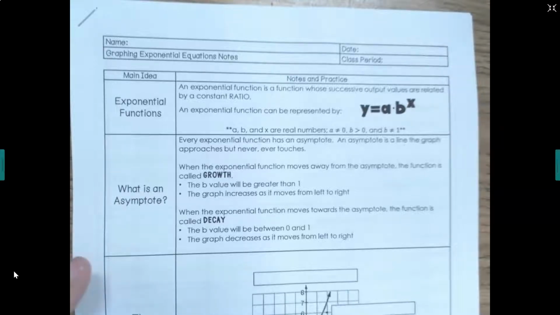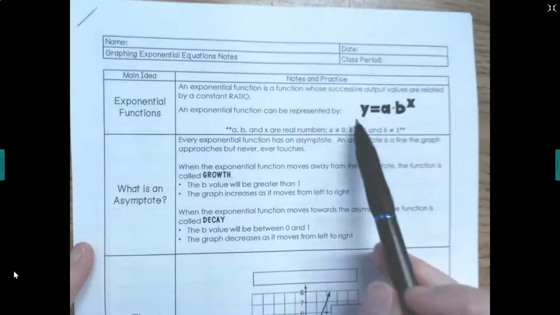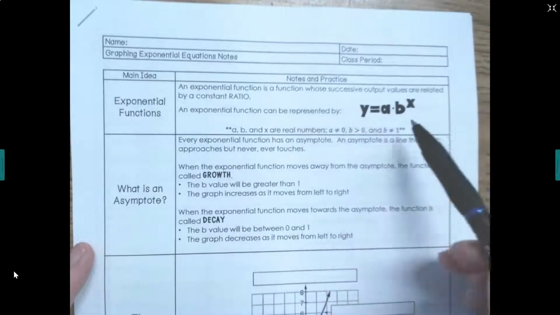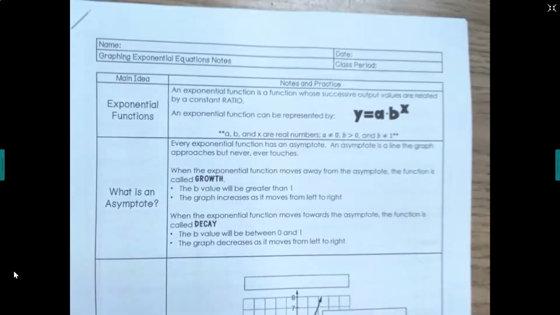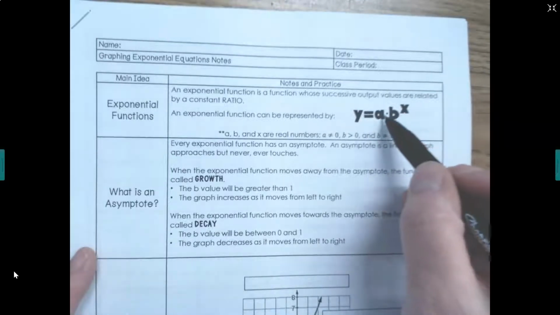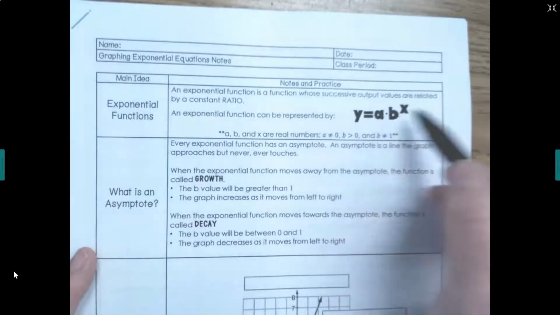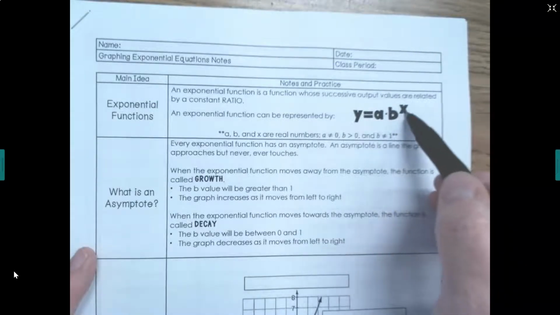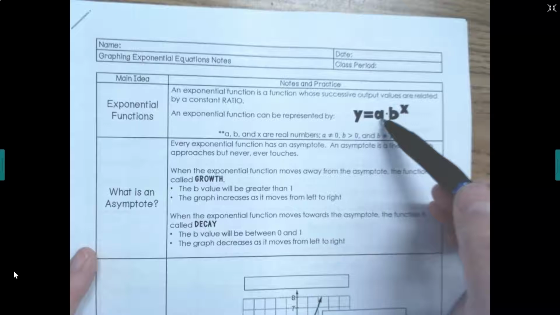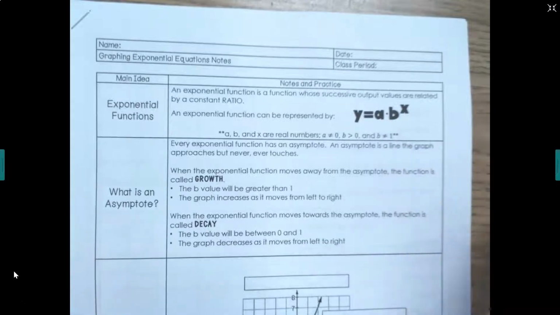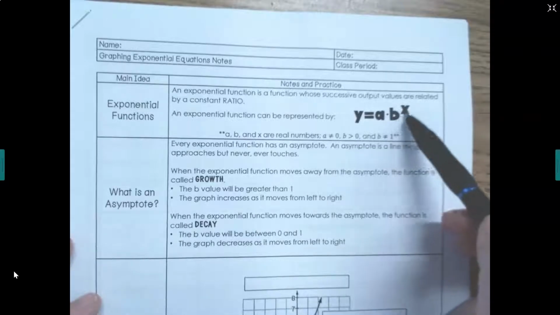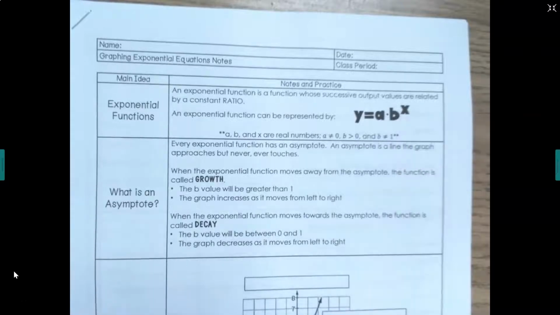An exponential function can be represented by y equals a times b to the x. Now, just like other formulas that we've looked at, the basic equation, the standard form, the letters have a particular place. B is always going to be attached to the exponent because sometimes a is 1 and so they don't put that in the problem. So there may not be an a value typed out.